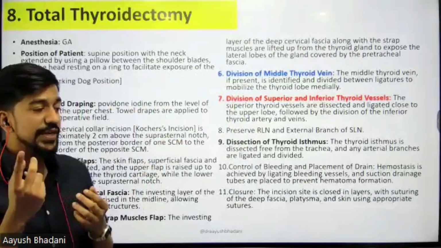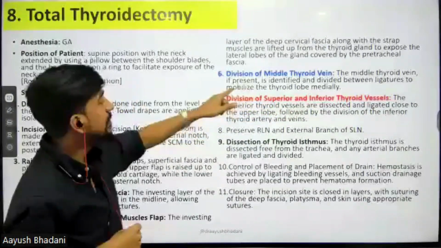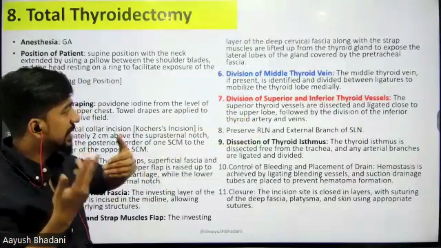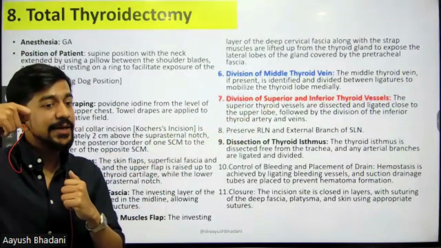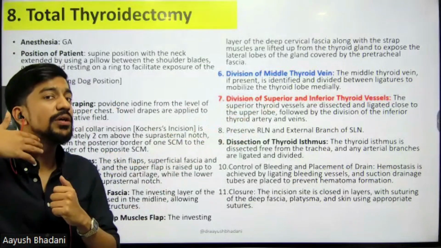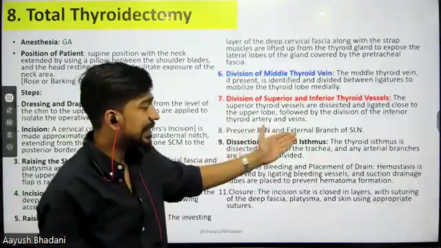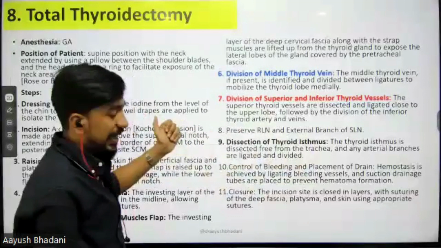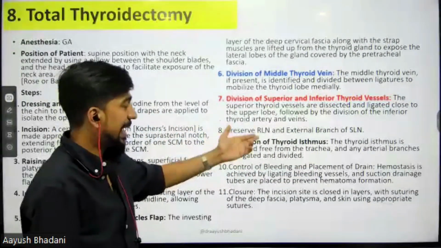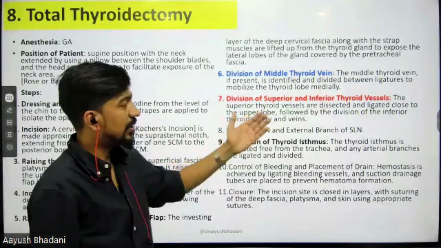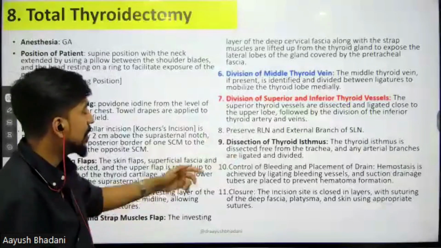What was the first structure which we divide? Middle thyroid vein, which is present medially. Next structure, the superior and the inferior thyroid veins, again ligating them as close as possible to the upper pole and the lower pole. We preserve the RLN and the external branch of the SLN. I would like you to write down what would happen if we have a bilateral RLN injury or a bilateral SLN injury. Just whatever you know about it, write it down so we can discuss it.